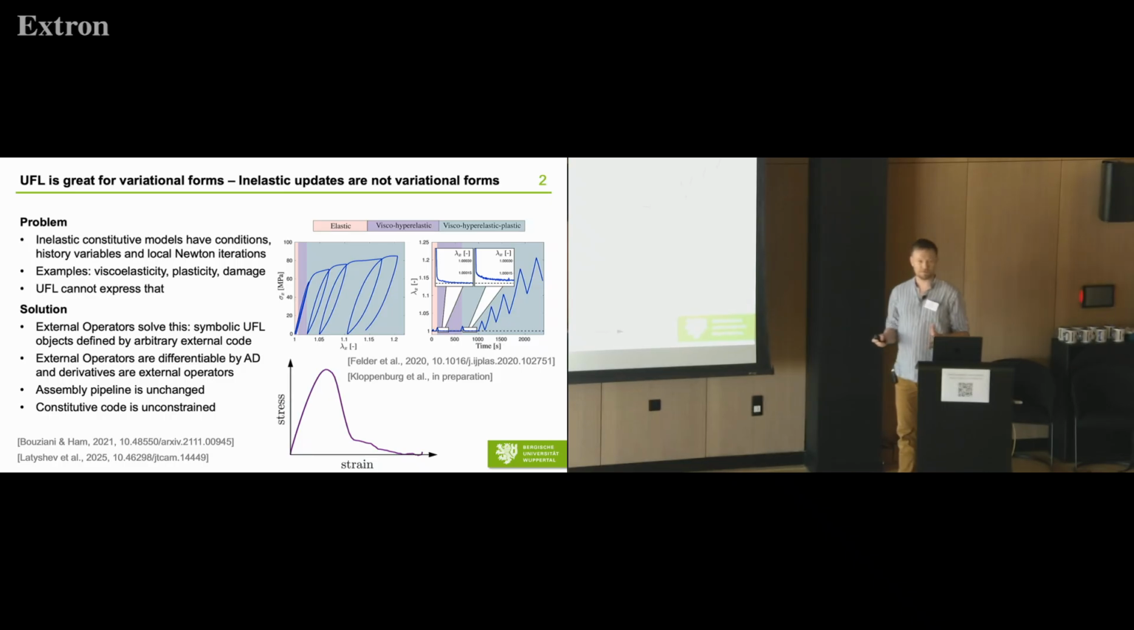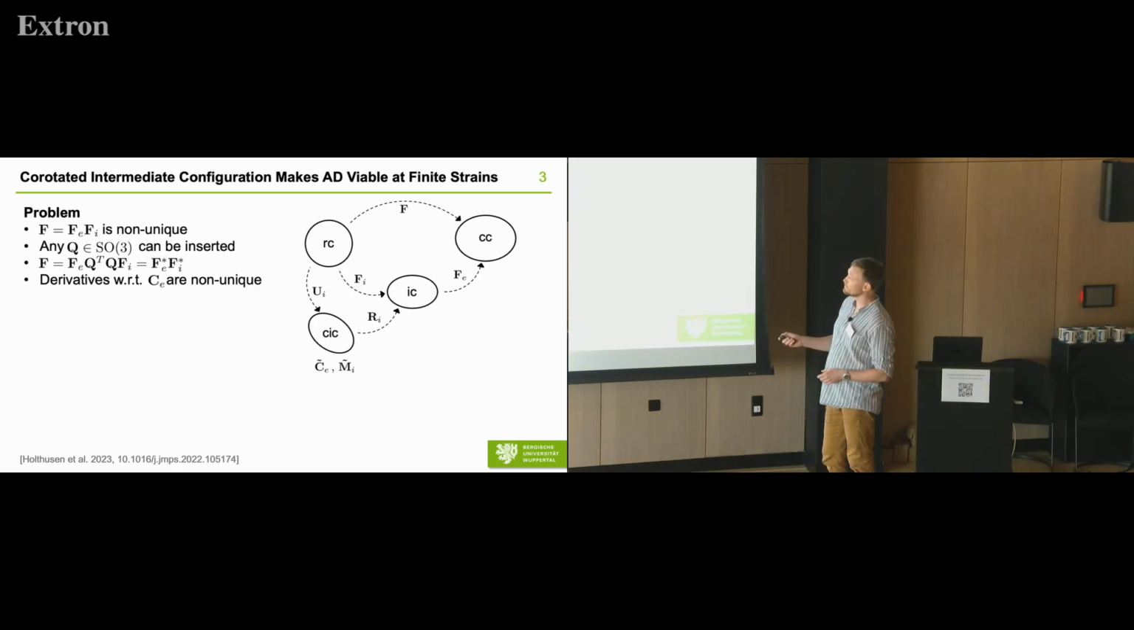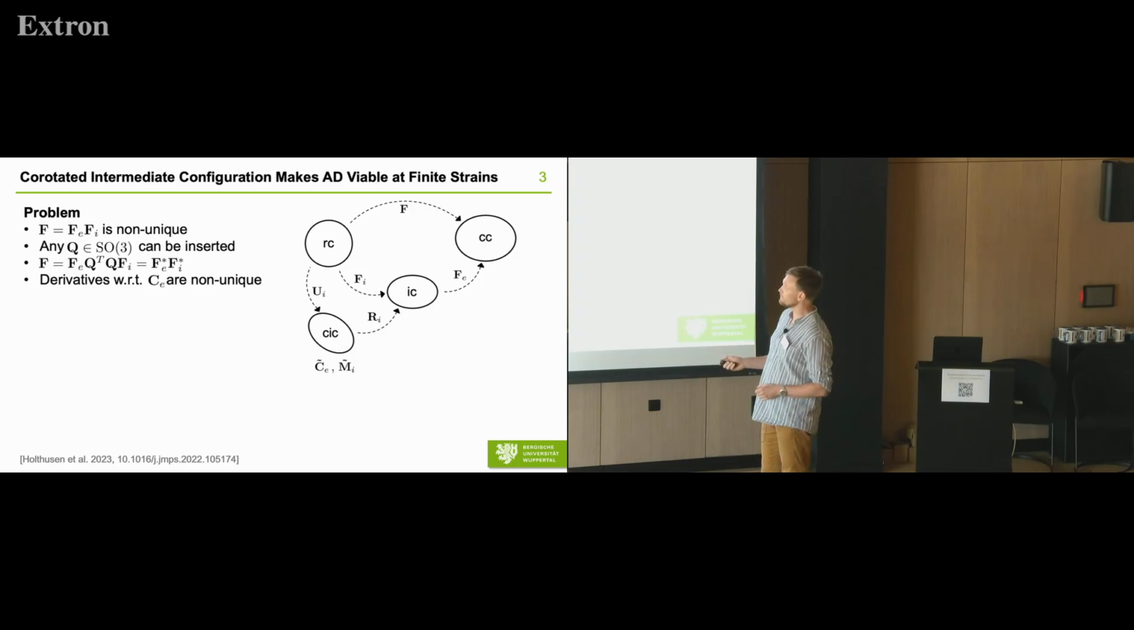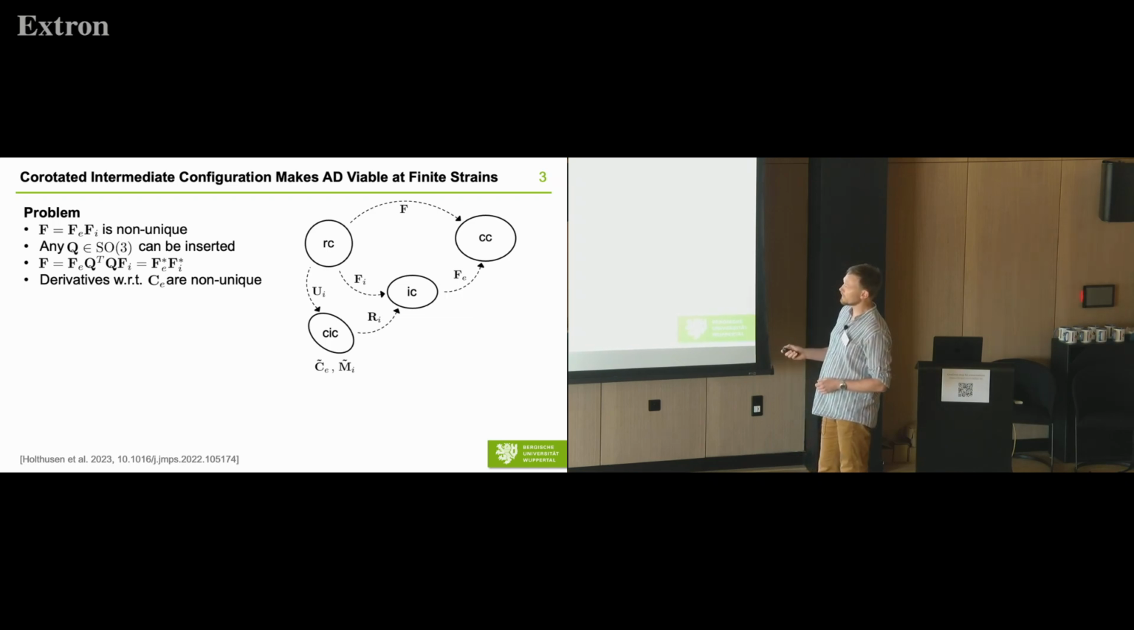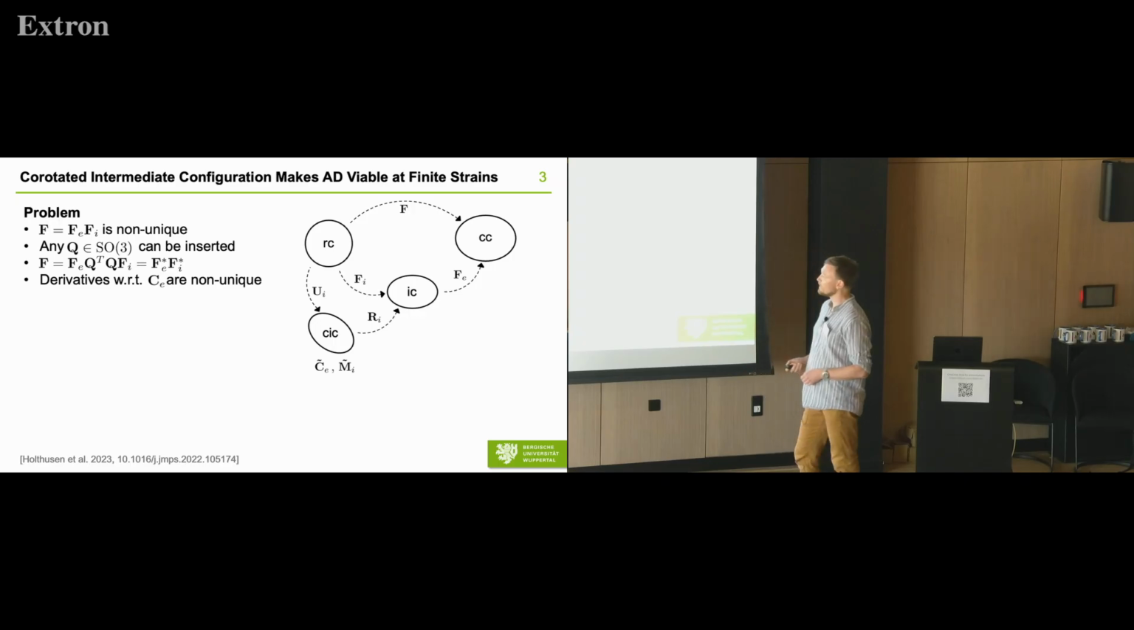Nevertheless, there's a catch with finite deformations, so finite inelasticity. The problem is that you typically do a decomposition of your deformation gradient tensor into elastic and inelastic parts. Yeah, multiplicative decomposition. And this decomposition is not unique, so you can insert any rotation matrices, any orthogonal tensors, to come up with a different decomposition of F, which has the disadvantage that also derivatives with respect to your right Cauchy-Green tensor are not unique, and that's typically what we need in solid mechanics.